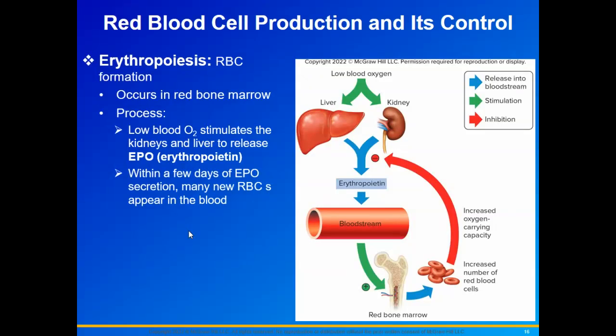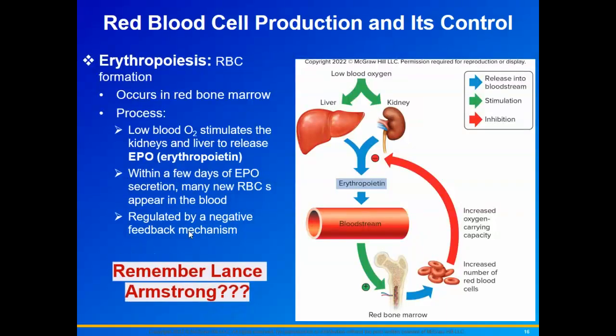All right, so within a few days of the secretion of EPO, which is your abbreviation for erythropoietin, many new red blood cells are going to start to appear in the blood. Now, as you probably figured, because of how many negative feedback mechanisms there are in the body, this is a negative feedback mechanism. So that's what we can see over here. Low blood oxygen content. Kidney says, I got to start putting out erythropoietin. Liver might help out with that too.